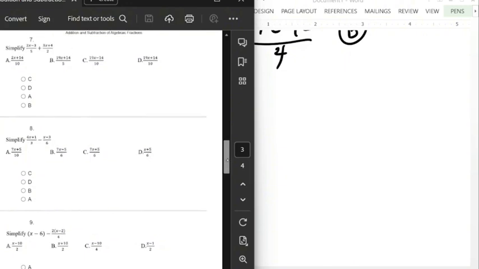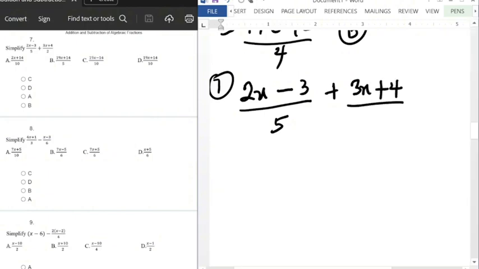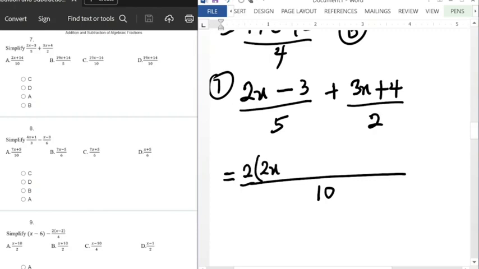For question number 7, we have 2x minus 3 divided by 5 plus 3x plus 4 divided by 2. Here you also find the LCM of 5 and 2, which is going to give us 10. 10 divided by 5 gives us 2. So we're going to use 2 to multiply everything we have at the numerator. That's going to be 2 into bracket 2x minus 3.